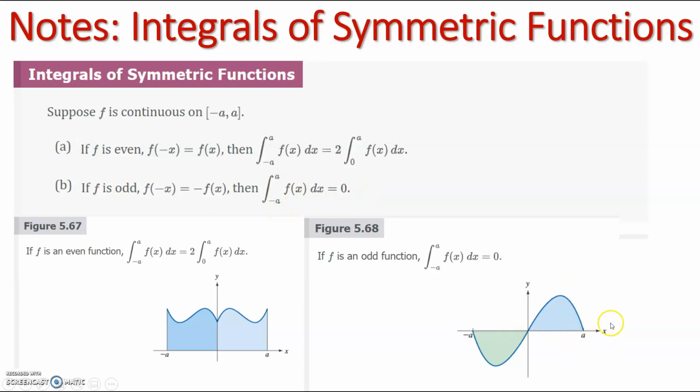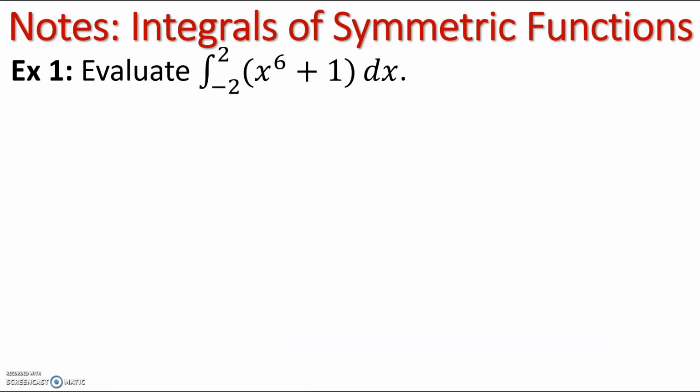And as you see in the image here, we'll notice that the area above the x-axis to the right of the y is equal to the area below the x-axis to the left of the y. Therefore, our net area will be 0. Let's take a look at how this works. Example 1. Evaluate the integral of x to the 6th plus 1 from negative 2 to 2.